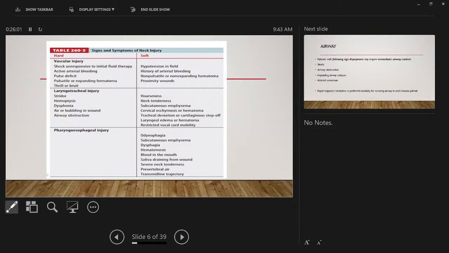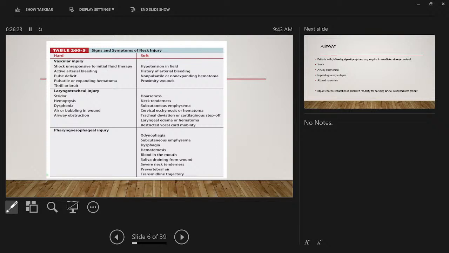And then when you come to hard signs of airway injury, we can have active hemoptysis, stridor, expanding subcutaneous emphysema, and active bubbling from the site of the wound. All these will be hard signs of airway injury. So we'll pick up Vaishnavi.